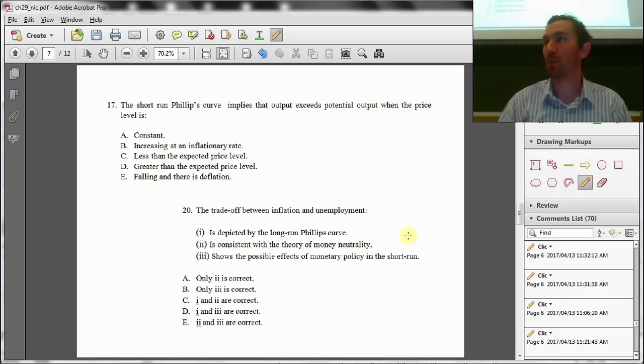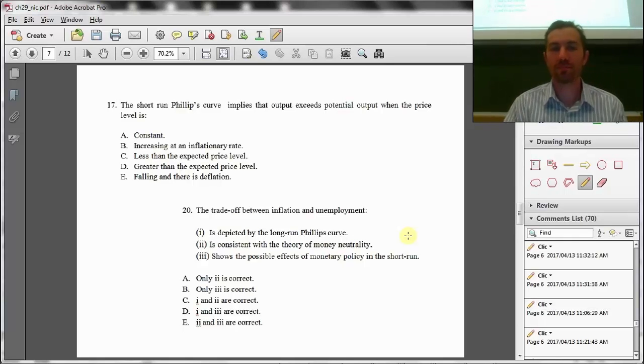Greater than the expected price level. Option D. Okay? What does everyone else think? You happy with option D? Any dissenting voices out there? No? Okay.